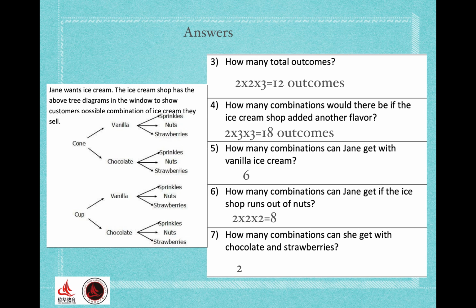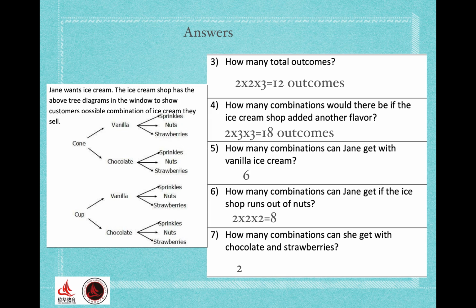Now how many combinations can Jane get with vanilla ice cream? Vanilla ice cream she can get, I got 6 combinations. Hopefully you also got that. How many combinations can Jane get if the ice shop runs out of nuts? So no more nuts. We multiply the 2 by 2 by 2. So I got 8.